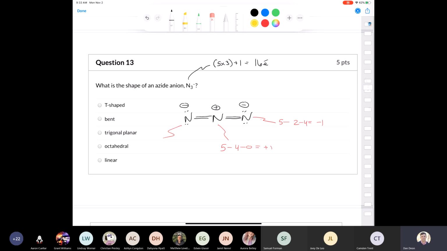The central nitrogen has 2 regions of electron density, doesn't it? Because a region of electron density can be a single bond, a double bond, a triple bond, a lone pair, or a single electron. And since I have 2 double bonds, it's got 2 regions of electron density. They're going to try to get as far away from each other as possible. My bond angle here is going to be 180 degrees, and the shape of the azide anion will be linear.